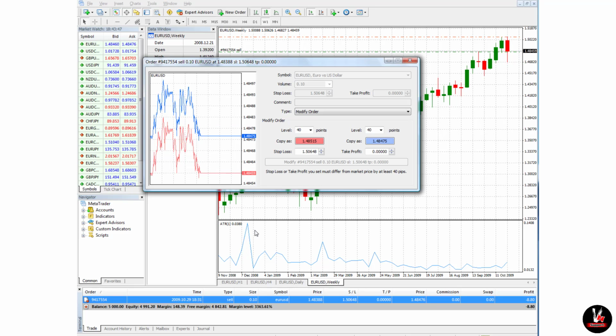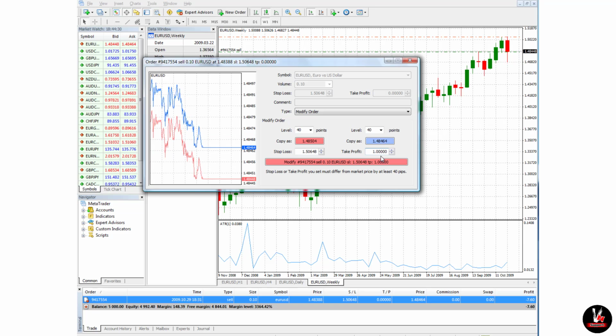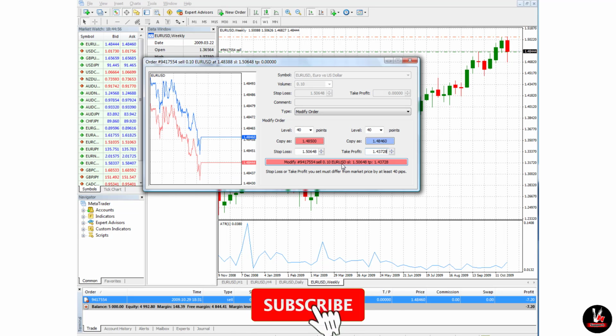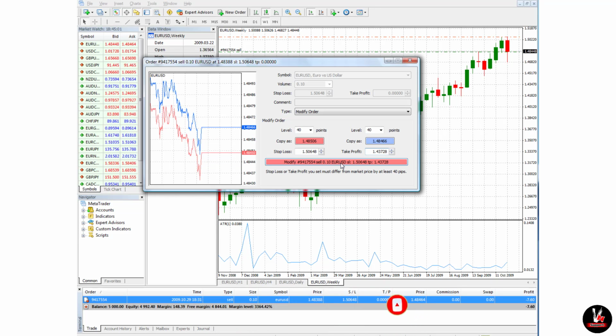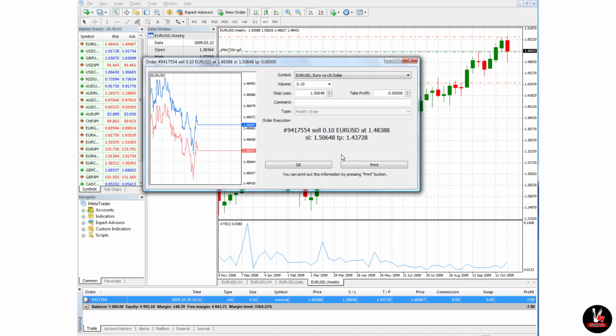If we're looking at risking roughly 233 pips or so, then let's make our profit 466 pips. So if we go below, on the basis of our entry point, 1.43728. Okay. So we're going to modify that. Take profit. And click modify. All right. Okay, we sold at that, which we're already in. Stop loss is set. Take profit is there.